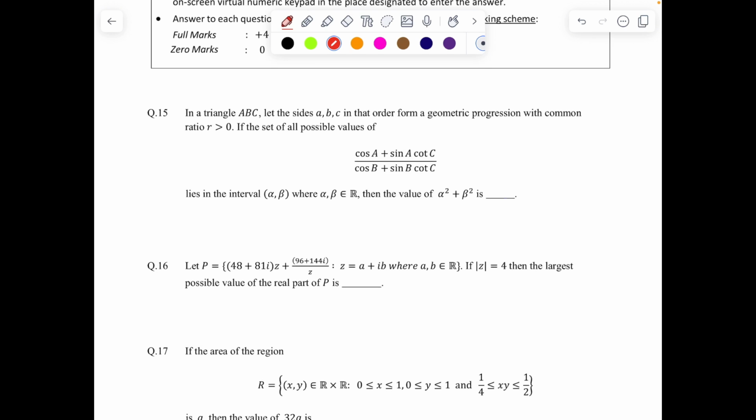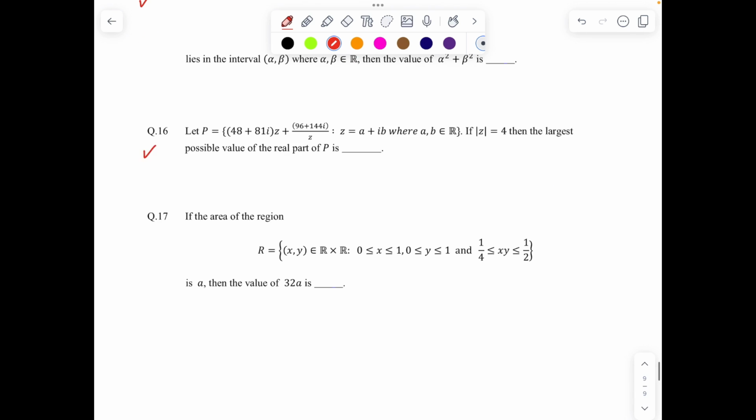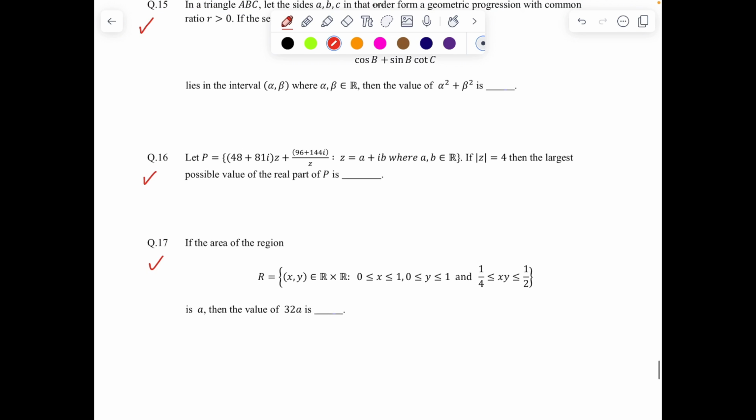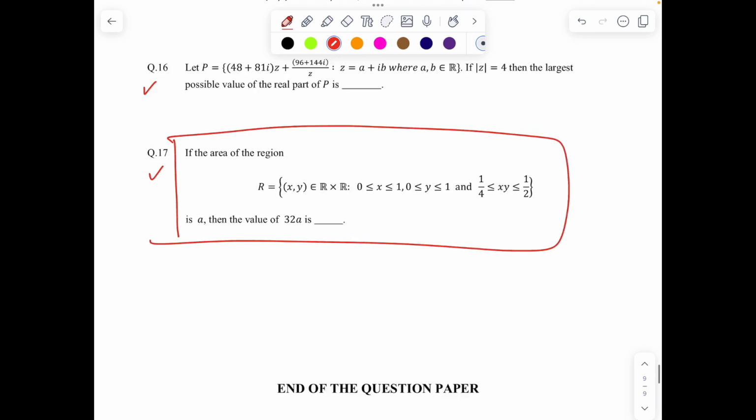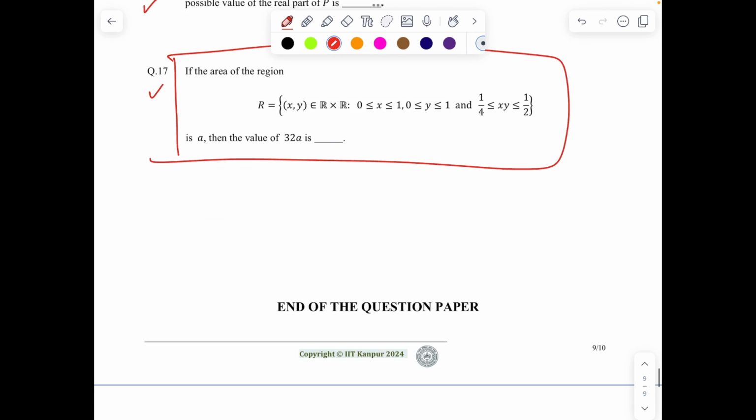Let's come to 15. So in a triangle ABC, again, if you are not comfortable with solution of triangles, and you feel you have a little bit of fear, then leave it in the first go, and better to move to 16 and 17, because 17 is a very easy problem. Out of these three, if you have to select one of them, even if you are good at complex numbers, better you select the area of the region.